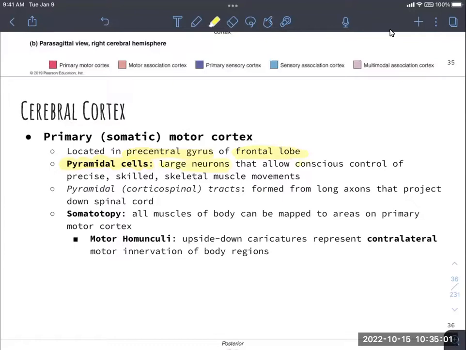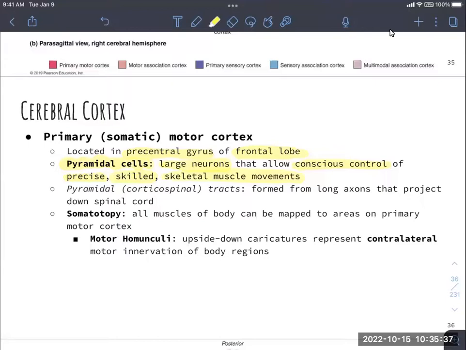Because that allows us to control what we're doing. Controls what you're writing right now. Controls what you're listening or what you're doing at this very moment. Because it allows precise. So it's going to allow you to write so it's legible. It allows skilled. Again, writing is a skilled activity. And skeletal muscle movements. Well, you're using your skeletal muscles when you write something down.